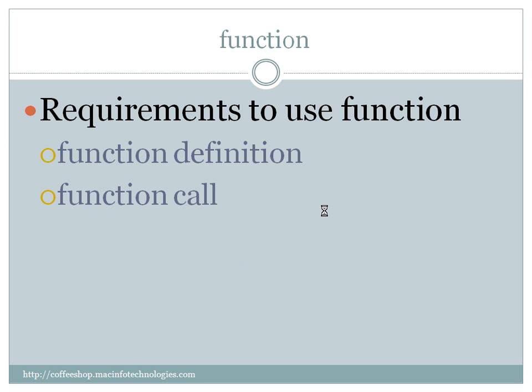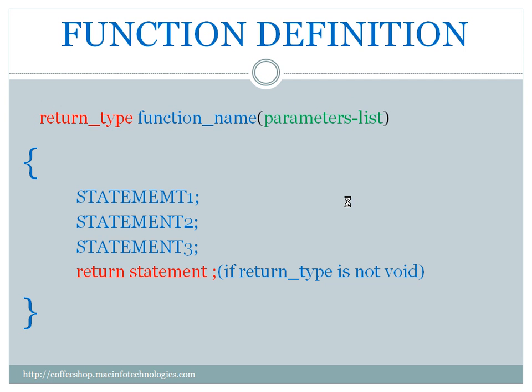To use a function, we have two requirements: one is the function definition and one is the function call. You must define what a function is, how it looks, and what its return type is, and you must call that function. You can call a function from the main function, and you can also call a function from within another function. So you can call functions from whichever function you want. We'll see them one by one.